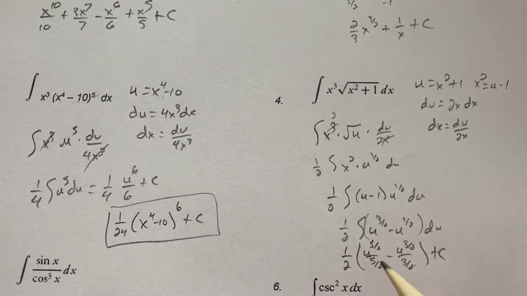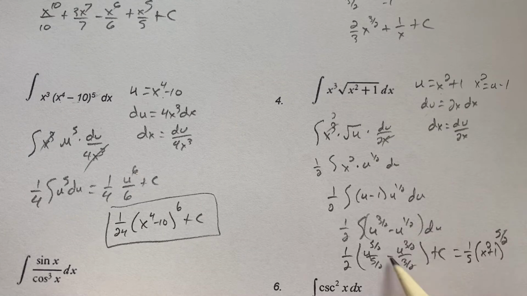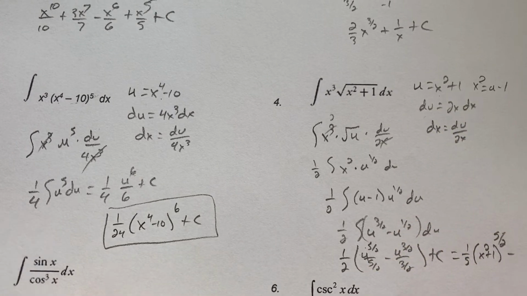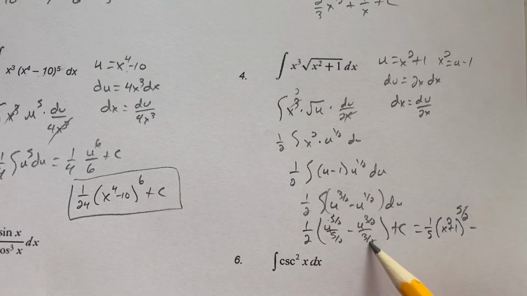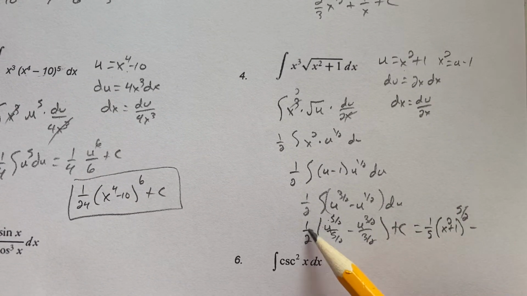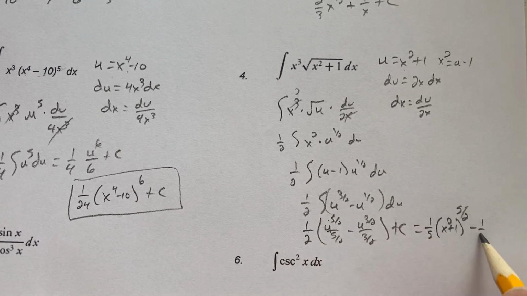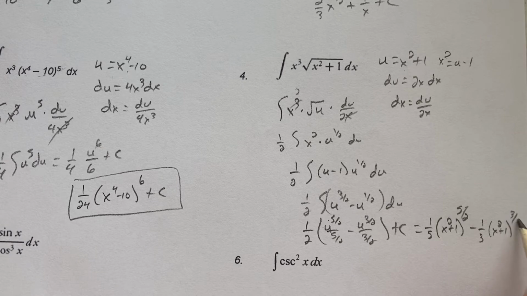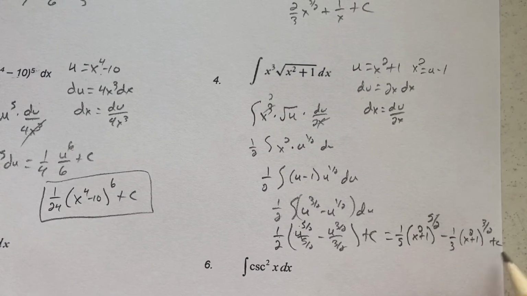And then the last thing, I'm going to do a couple of things. I'm going to flip this to make it 2/5. Multiply 1/2 times 2/5. That's going to give me 1/5 times (x squared plus 1) to the 5/2. So I've resubbed in the x squared plus 1 for the u there. Minus, and then I'm going to take the 3/2, flip that, make it 2/3. Go 1/2 times 2/3. That'll be 1/3 times (x squared plus 1) to the 3/2, and then plus c.